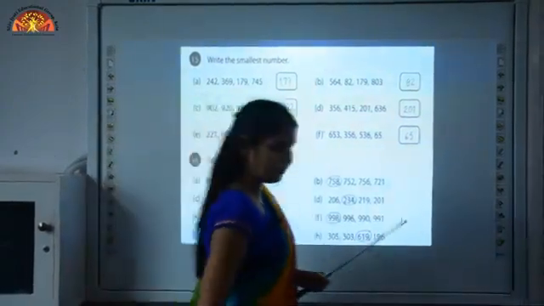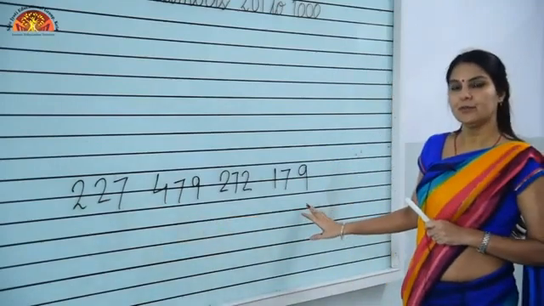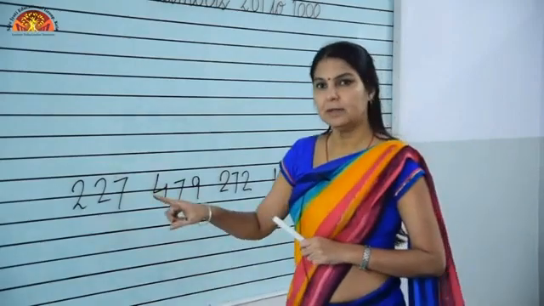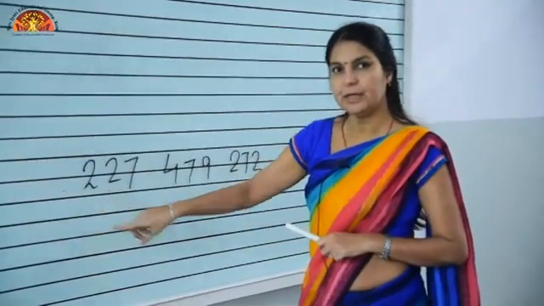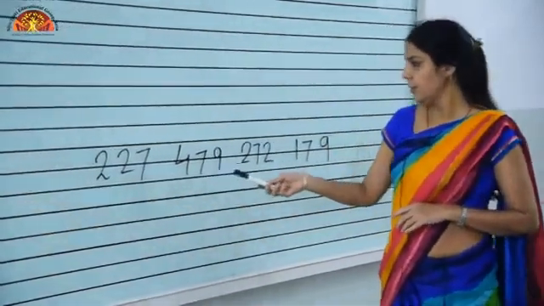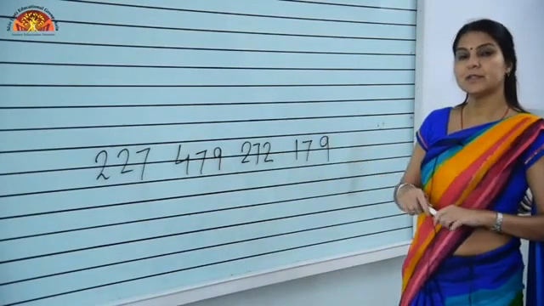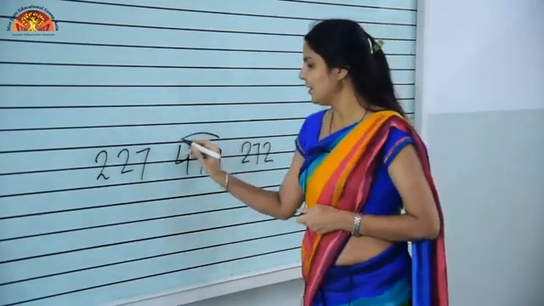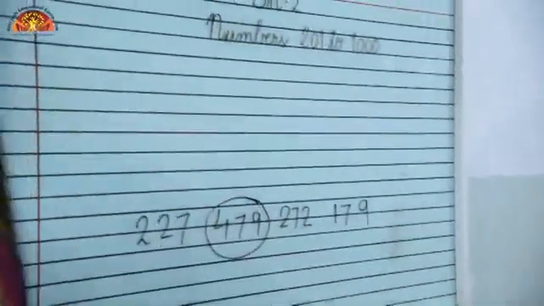Let's see one more example on the board. Now we will compare all these numbers and find out which number is greater. So we will first compare the digits which are at hundreds place. Here 2 is at hundreds place, here 4, here 2 again, here 1. So which number is bigger here? The number which is farther from 0 will be bigger. So this number 479 will be the greatest number. I hope you have understood and you can do the rest of the sums yourself.